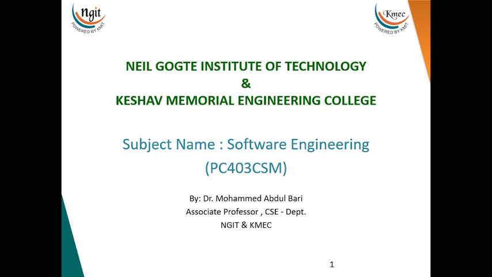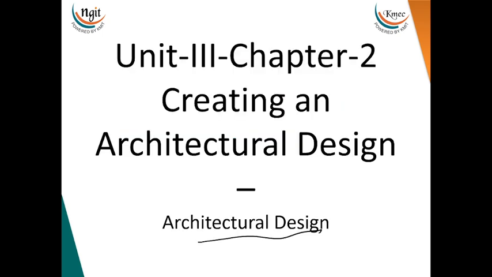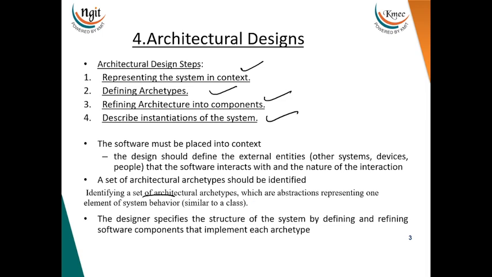Today in this video we are going to see something about architectural design, which is chapter 2, creating an architectural design. The architectural design steps are: representing the system in context, defining archetypes, defining the architecture into components, and describing the instantiation of the system. Software must be placed in the context.